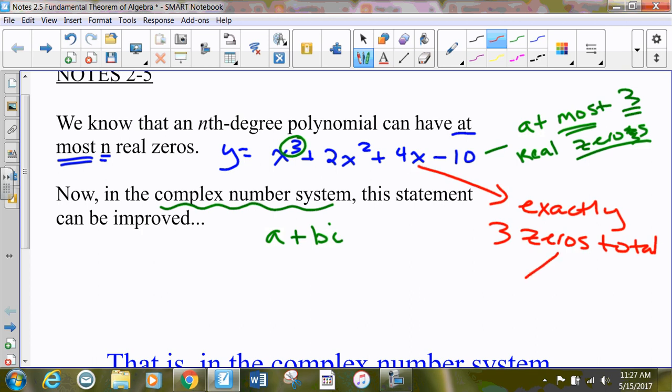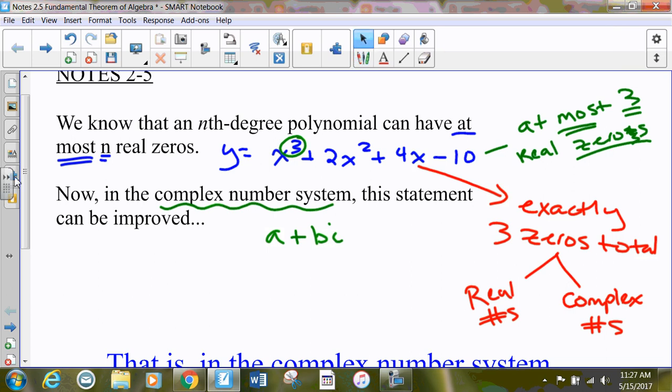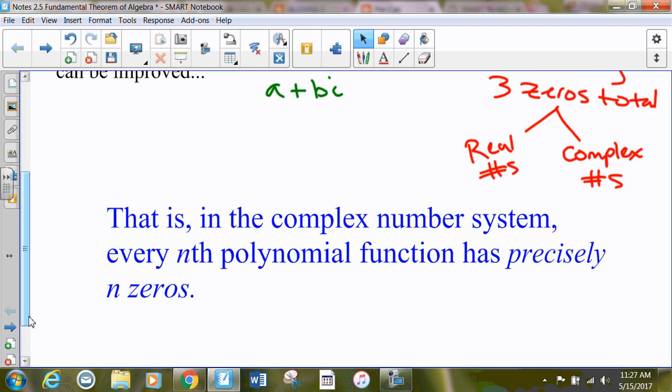So we don't know whether they all come from the real number system, so whether they're real numbers or whether they're complex numbers. And yes, that's imaginary, right? Complex numbers are a real number plus an imaginary number, a plus bi. So this is pretty cool. Now we know if we graph this, we might only see 1 zero, but we're guaranteed if we only had 1 real zero, we have 2 complex zeros. So pretty cool, right?